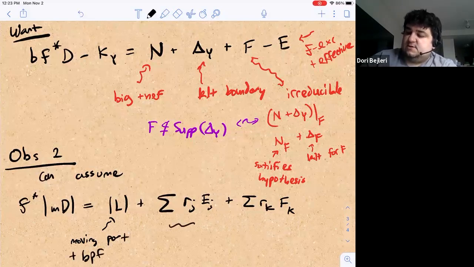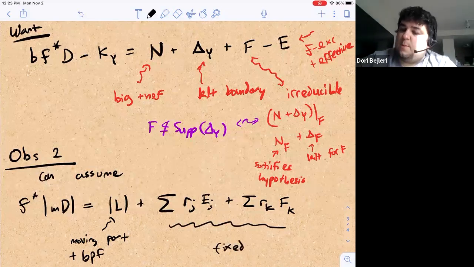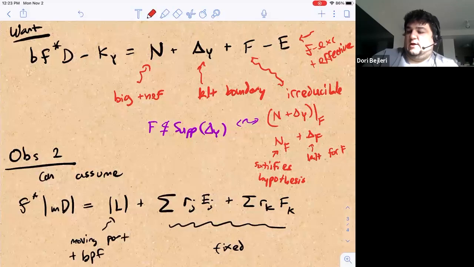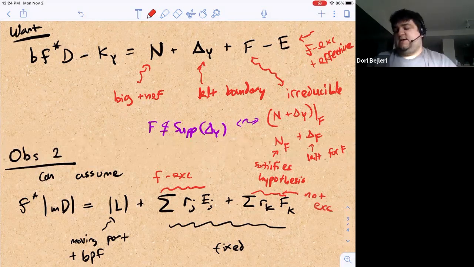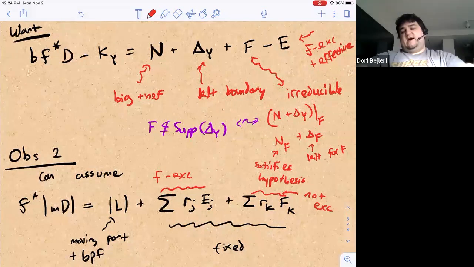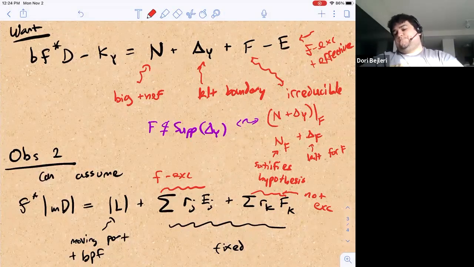And then this is the fixed part, but I've just broken it up into the exceptional pieces, and then these pieces are not F-exceptional. So basically, downstairs we have our linear series MD, and we want to show it's base point free.